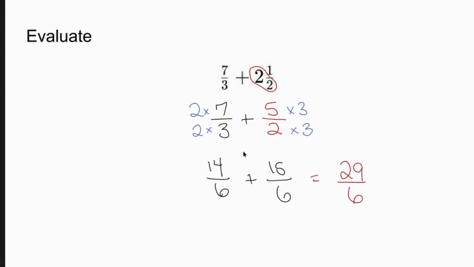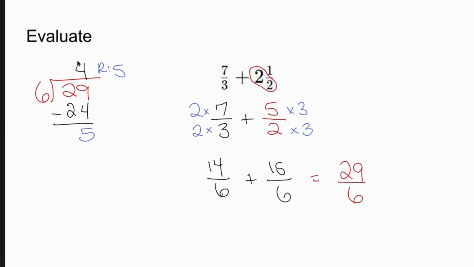Now, I need to turn that back into a mixed number. How? Well, let's use long division to find out how many times 6 goes into 29. 6 goes into 29 4 whole times. 4 times 6 is 24, and now we subtract. 29 minus 24 is 5. With no more numbers to drop down, that makes a remainder of 5.